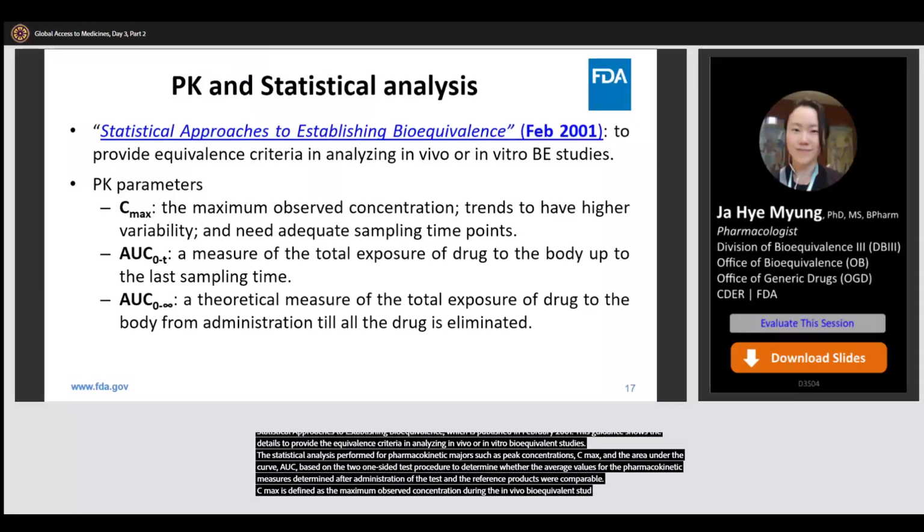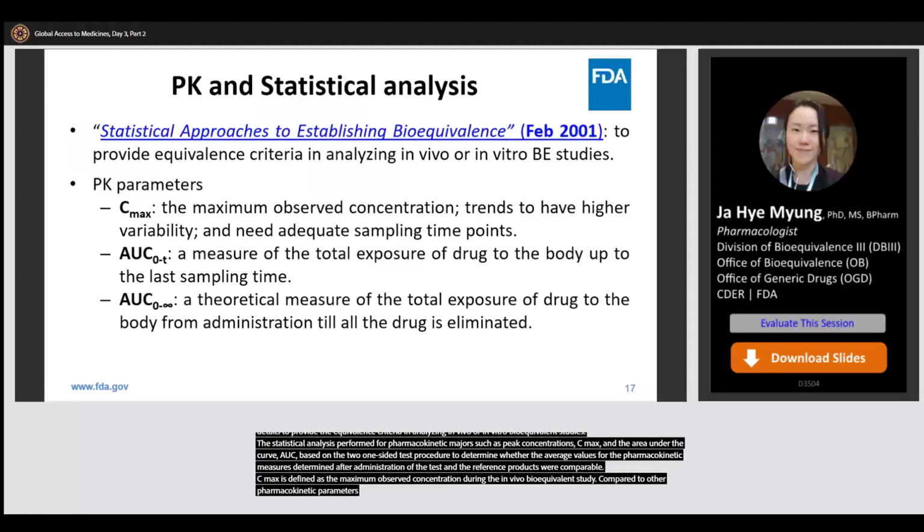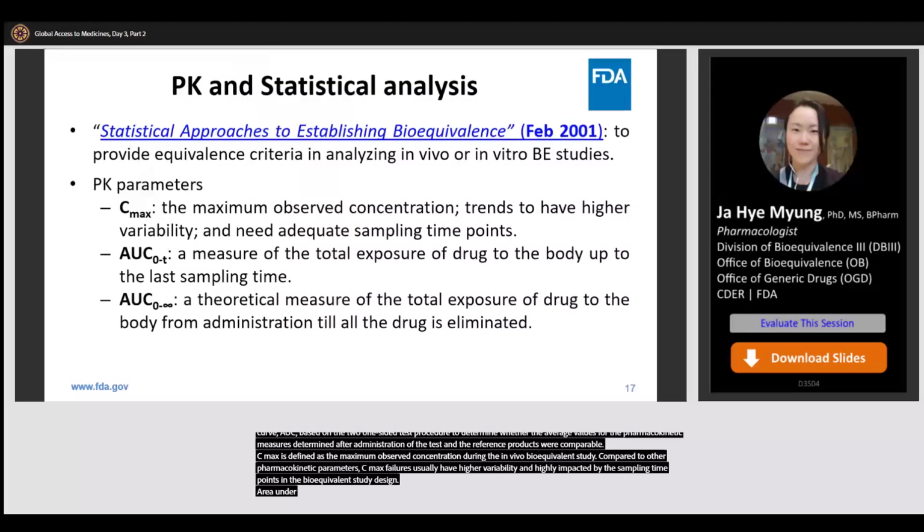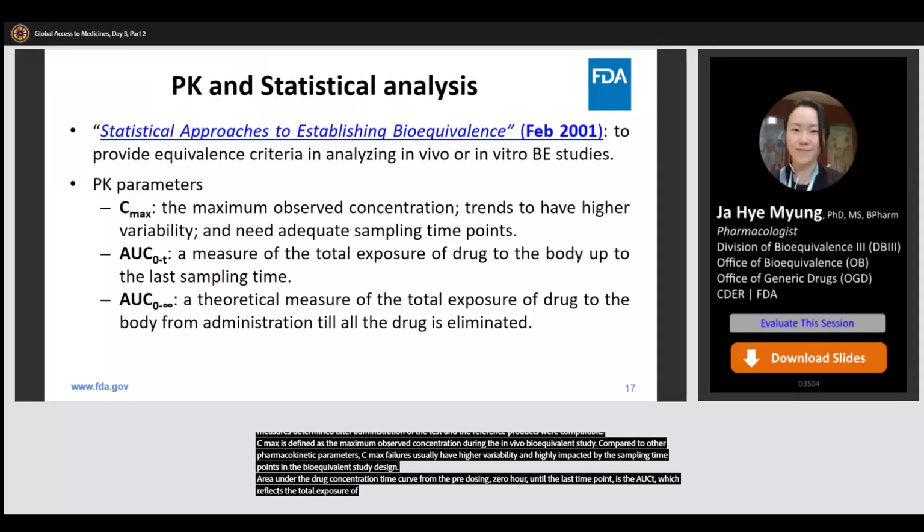Compared to other pharmacokinetic parameters, Cmax values usually have higher variability and are highly impacted by the sampling time points in the bioequivalence study design. Area under the drug concentration time curve from the pre-dosing 0 hour until the last time point is AUCt, which reflects the total exposure of drug to the body up to the last sampling time point.